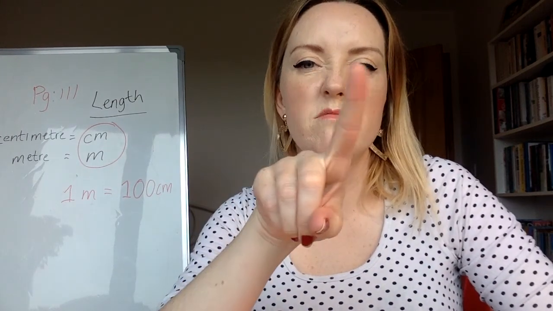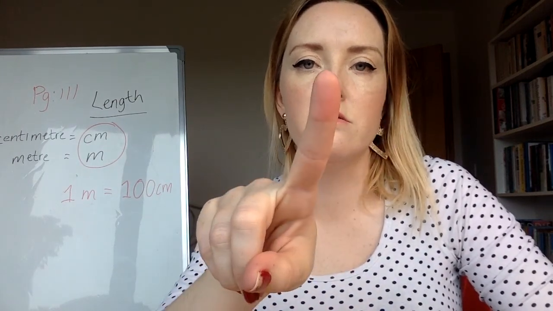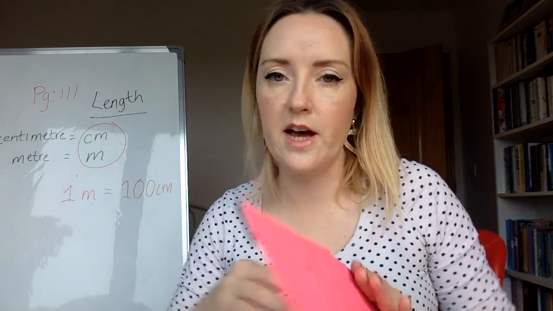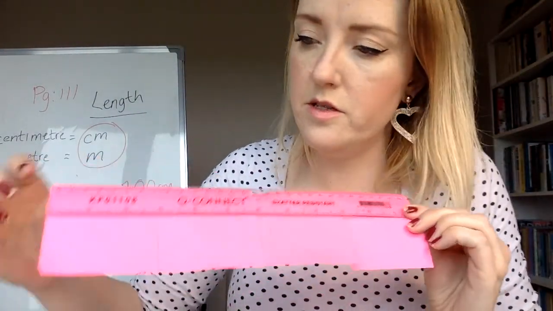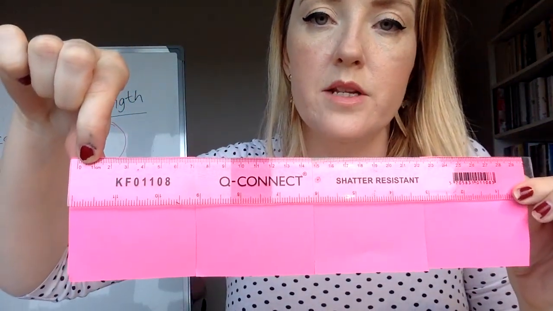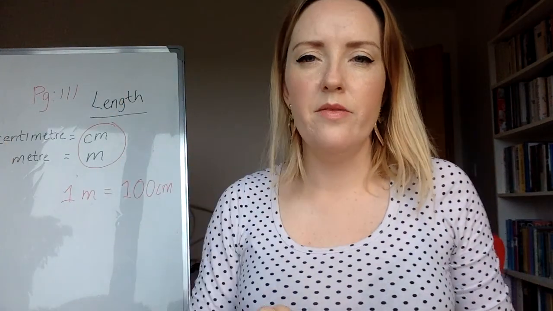It's my fingertip. It's roughly a centimetre. So I have my ruler here, and you can see there's the centimetre. Here's 0 to 1. Here's 1 centimetre. Okay, 1 centimetre. And that's my fingertip.